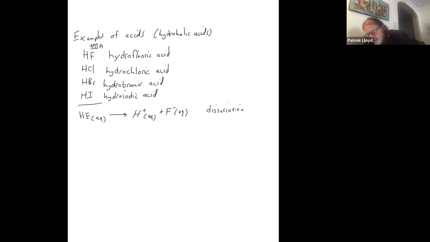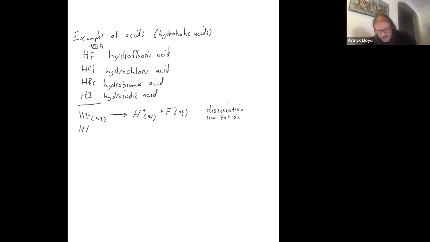Or it's also called ionization because you're forming ions, right? So in general, acids are considered molecular substances, but they form ions. So that's kind of interesting, right? Wait a minute. Didn't we say that substances that form ions are ionic compounds? Well, yes, but in general, acids are considered molecular substances.